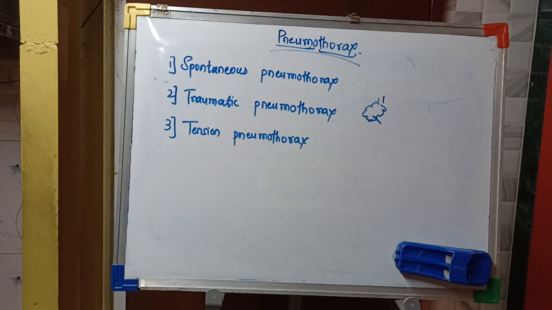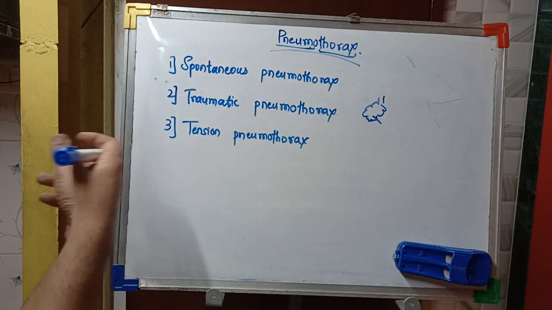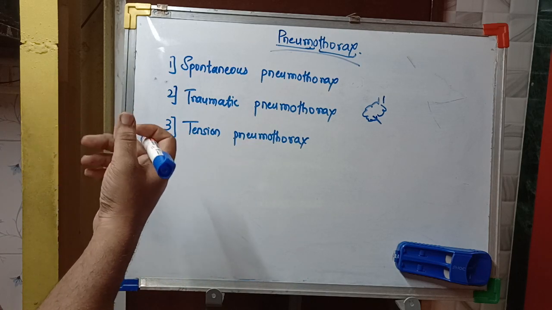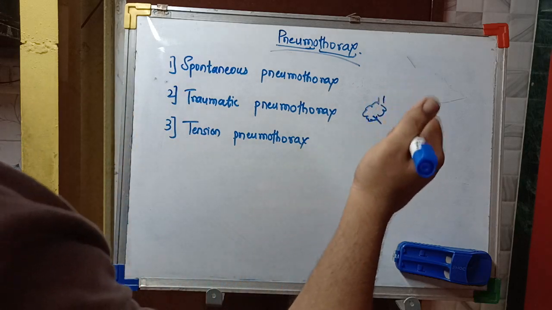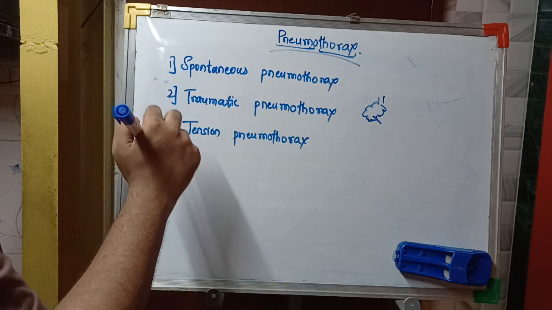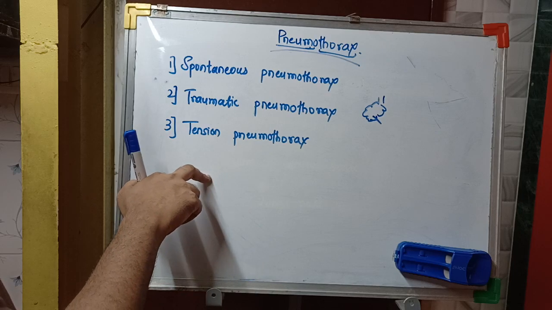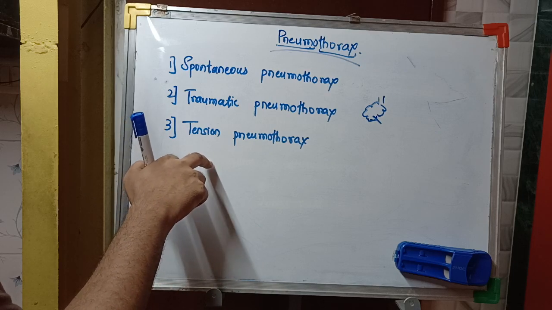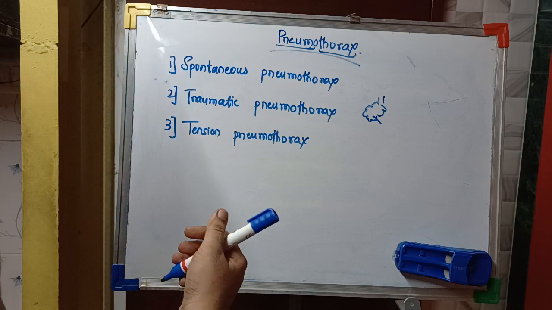Then the second one is traumatic pneumothorax. In traumatic pneumothorax, because of a gunshot or any injury in the thorax region, there is an accumulation of air in the pleural cavity. And the third one is tension pneumothorax. Tension pneumothorax can occur due to spontaneous and traumatic pneumothorax.